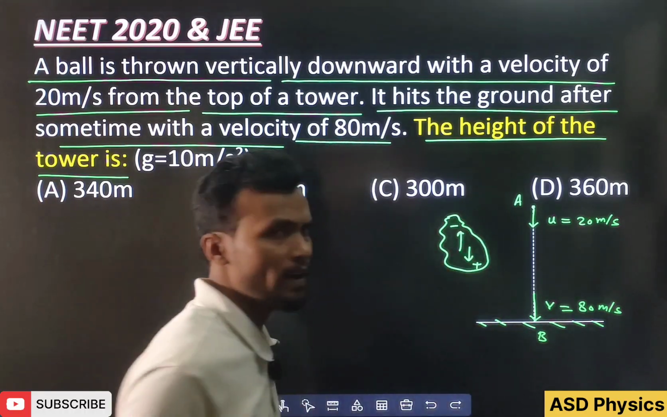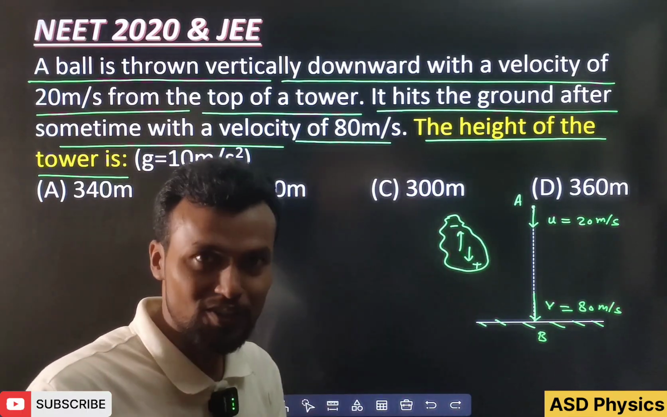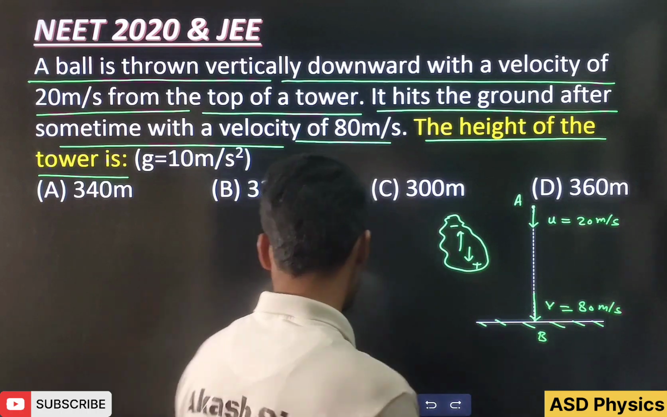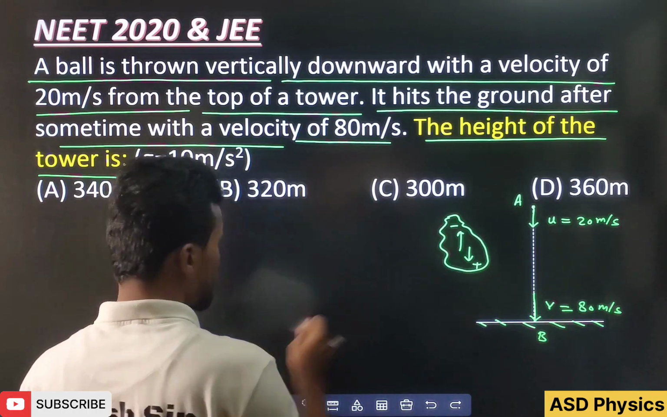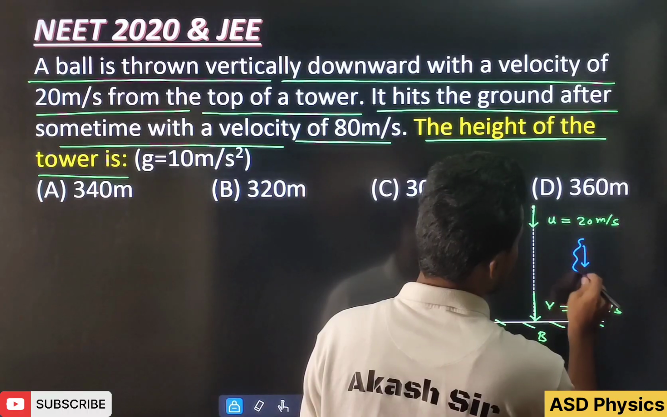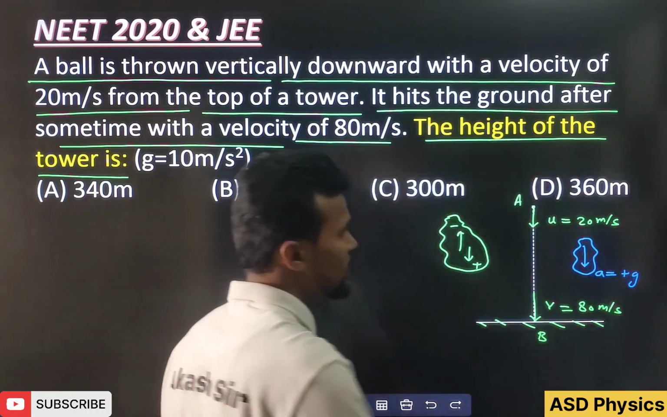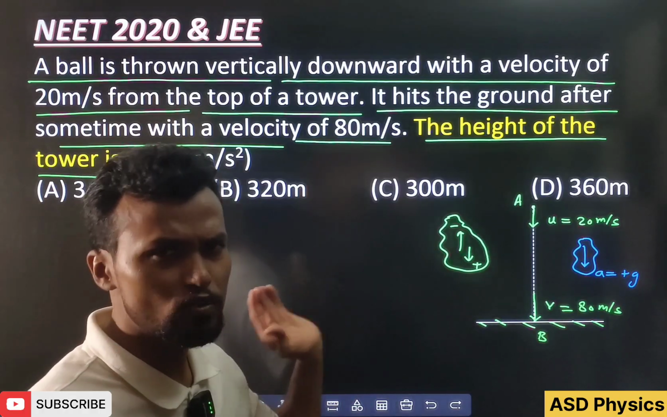And this convention I will use by default whenever any object is going in the downward direction, I will take downward as positive. Why downward positive? Because all the arrows you can see are in the downward direction. Even gravity, acceleration, a, we can write here as plus g. All the arrows are downward, so we have taken downward positive.